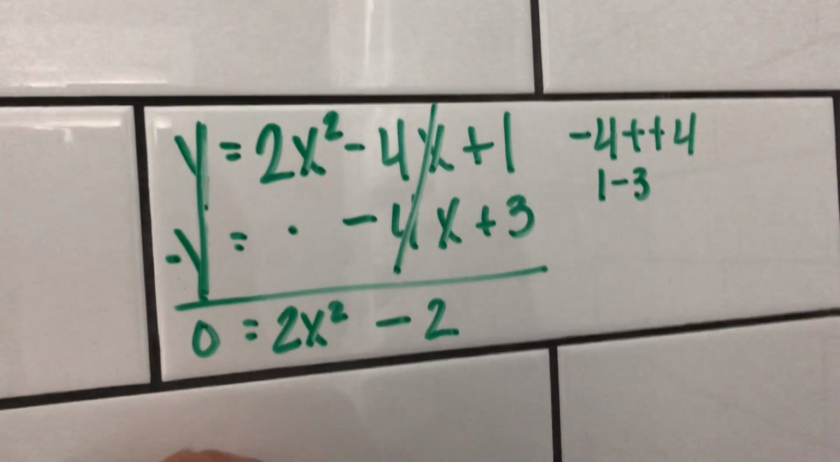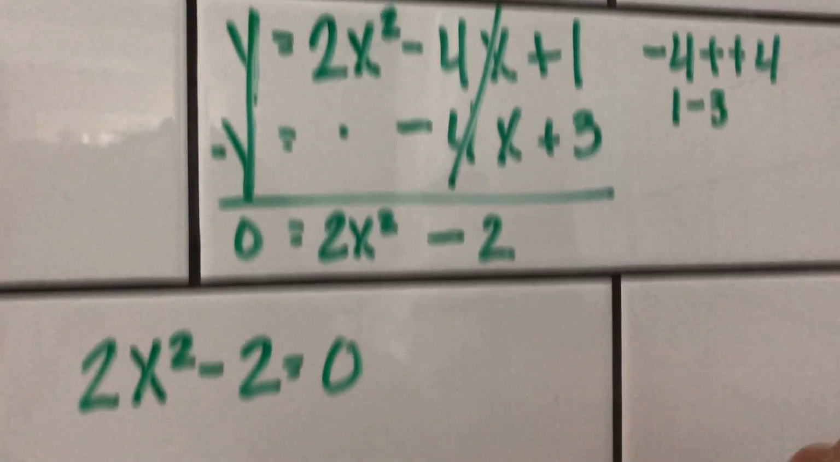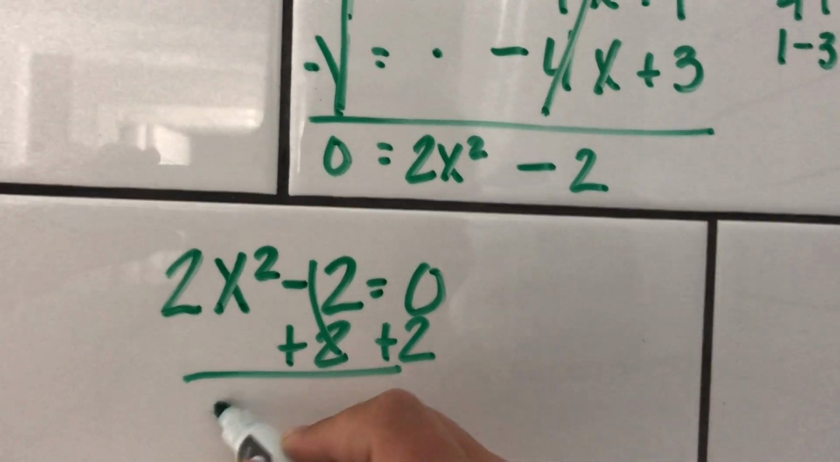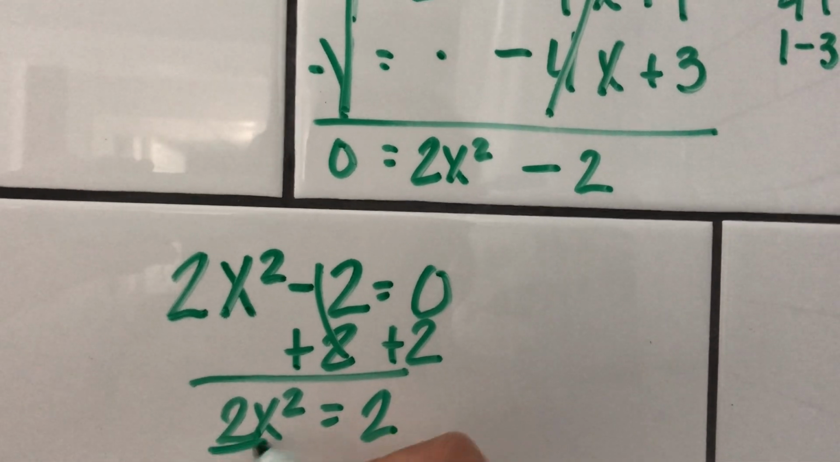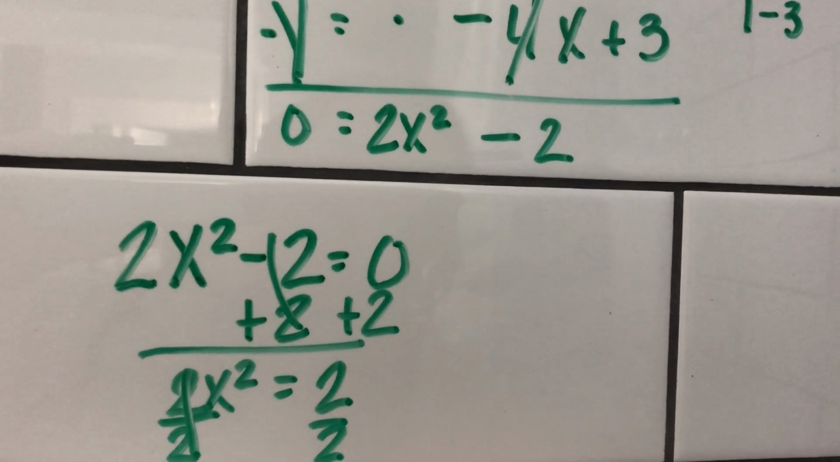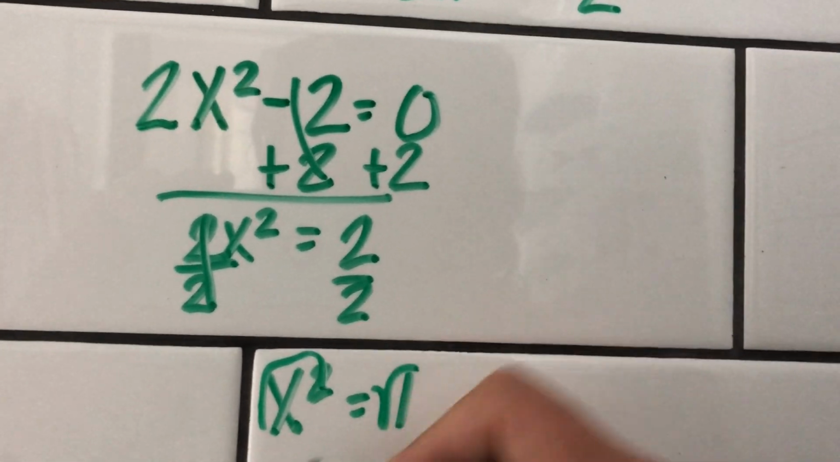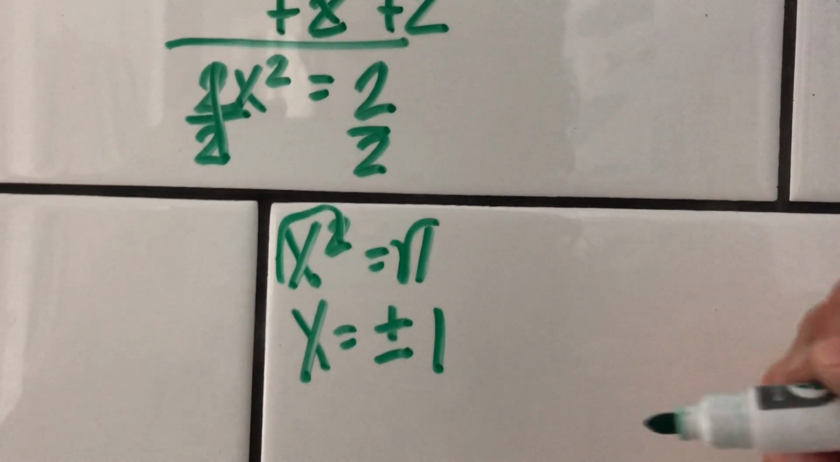I'm actually going to move my 0 to the other side. I know a lot of you like to look at it like that better. So I'm going to add 2. So I'm left with 2x squared equals 2. And now I divide by 2, and I have x squared equals 1. And now when I do the square root to cancel out that squared term, I'm left with x equals plus or minus 1. So I have 2 answers there.